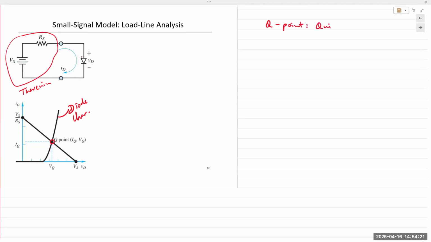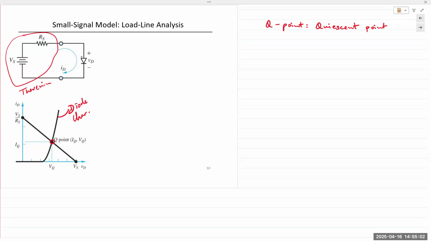Q point stands for quiescent. Quiescent. Hope I spelled that correctly. The word quiescent means dormant or lying in wait or being prepared. In our case, in electronic circuits, what it means is we have applied a DC voltage, DC current to our circuit. So our circuit, whether it's diode or transistors, MOSFETs, is now lying in wait and is prepared to accept AC input signals. Hence the name Q point.